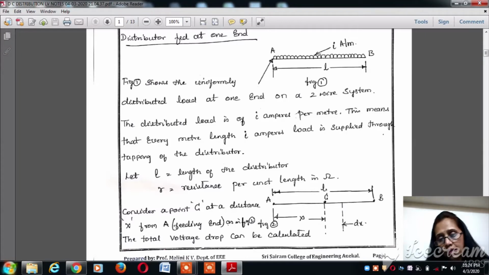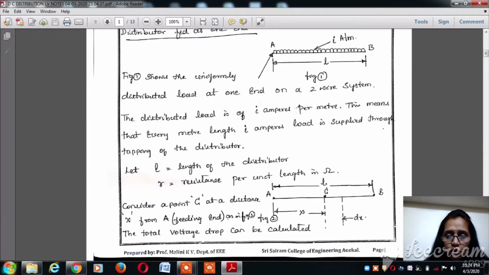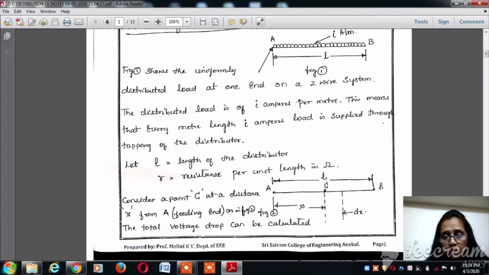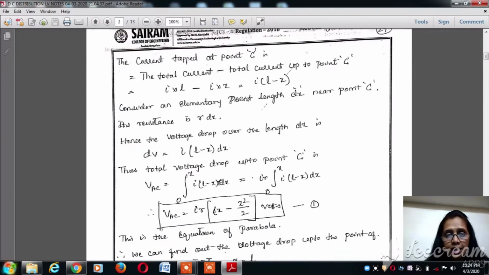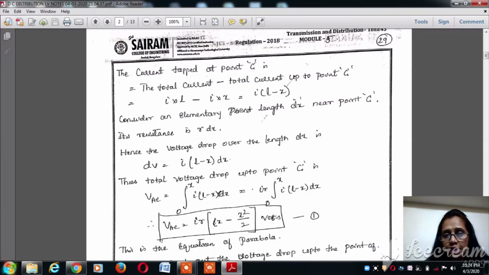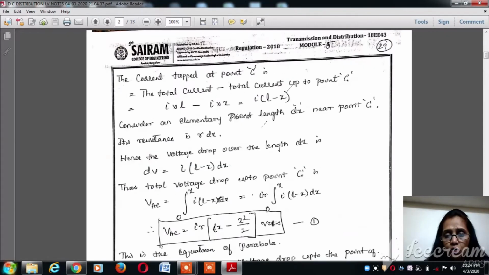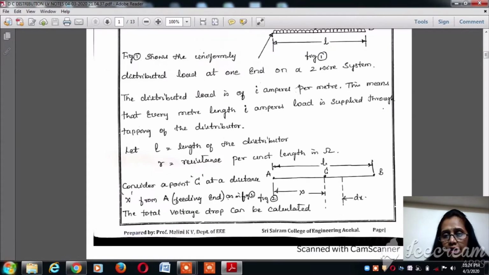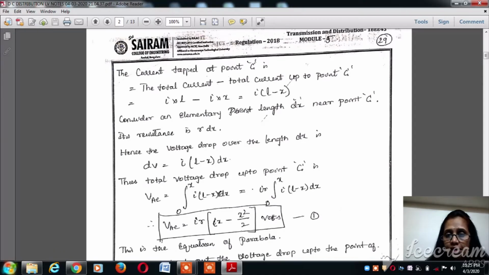Let the minimum point of potential be located with the help of the elementary section dx. Let the total length of the distributor remain the same, that is L. We can calculate the total voltage drop considering the feeding point at one end, that is A. So considering this figure, the current tapped at the point C is equal to the total current minus the total current up to the point C.